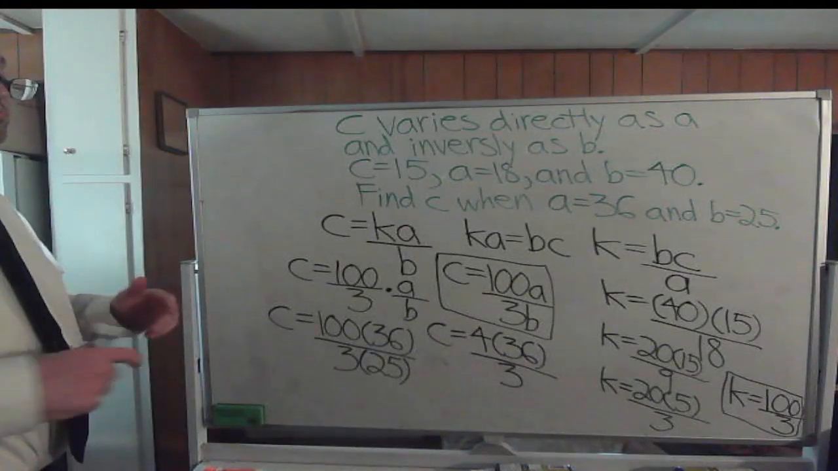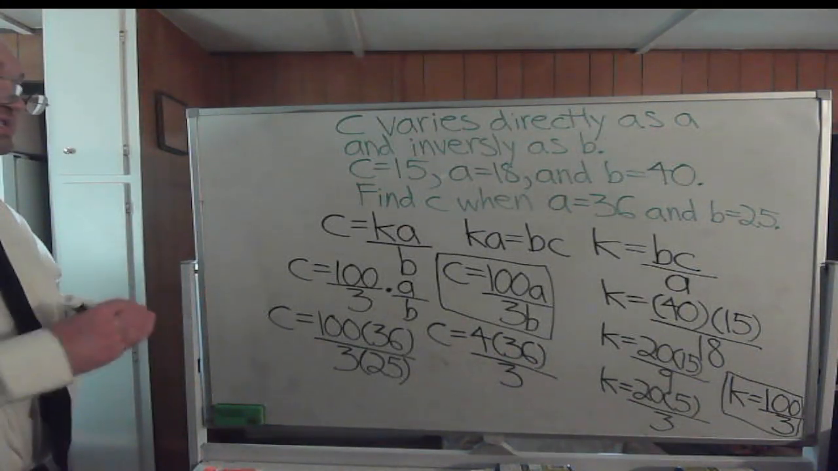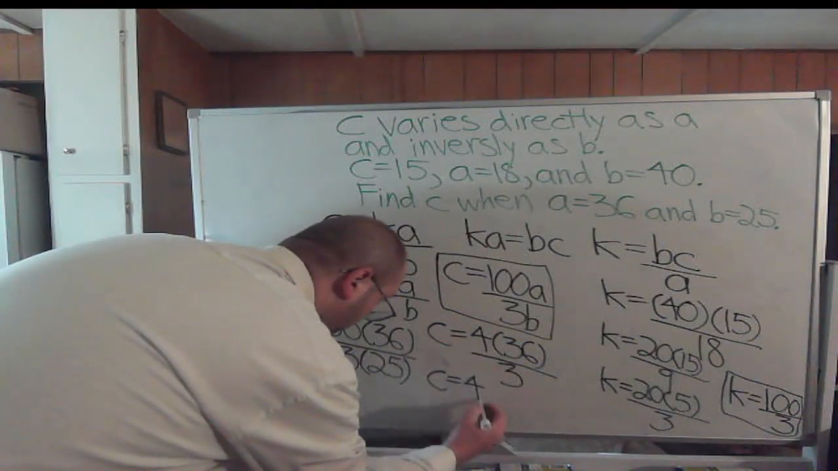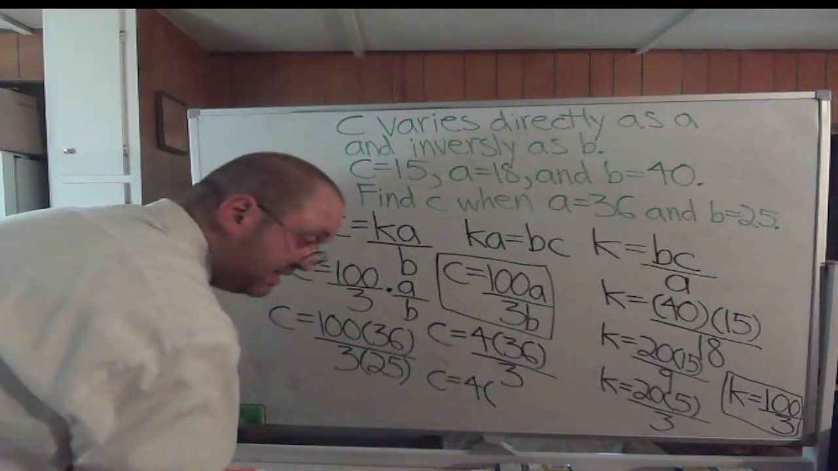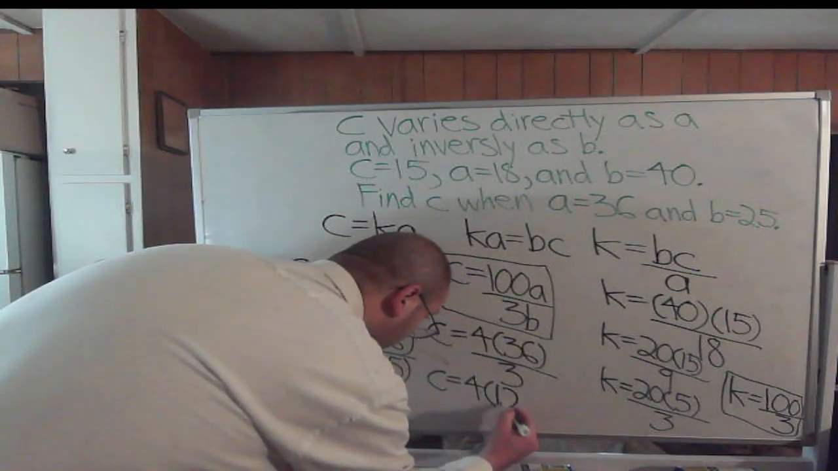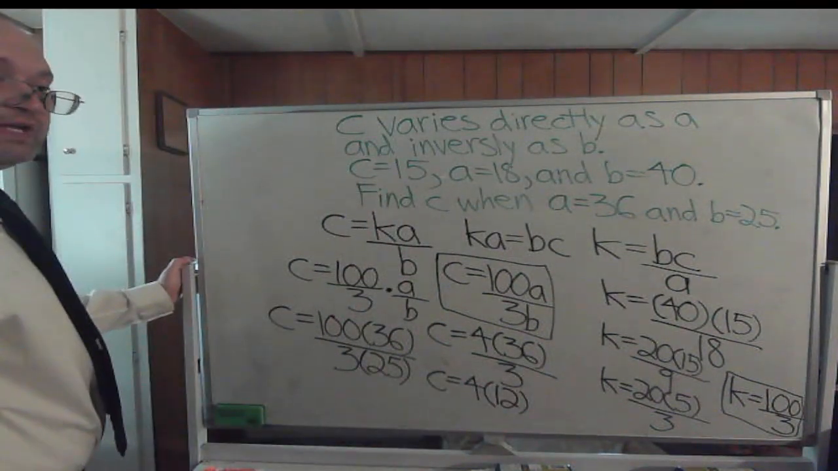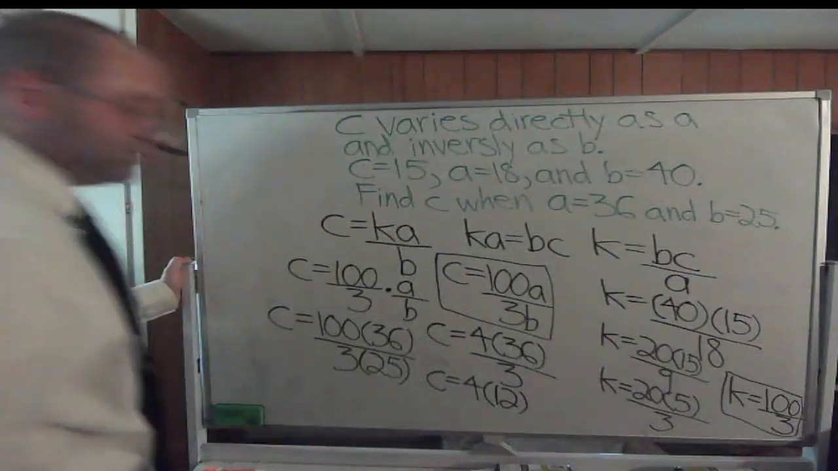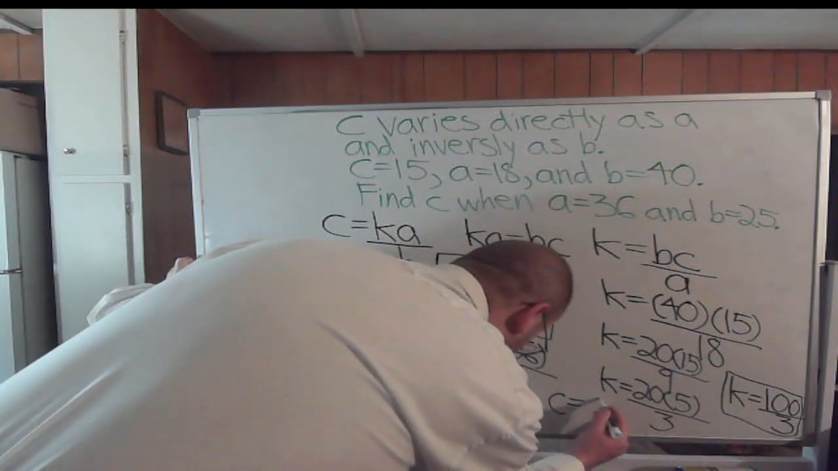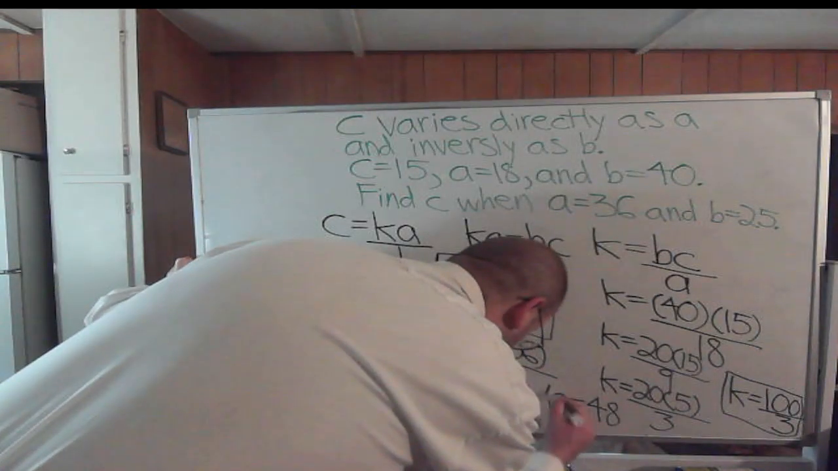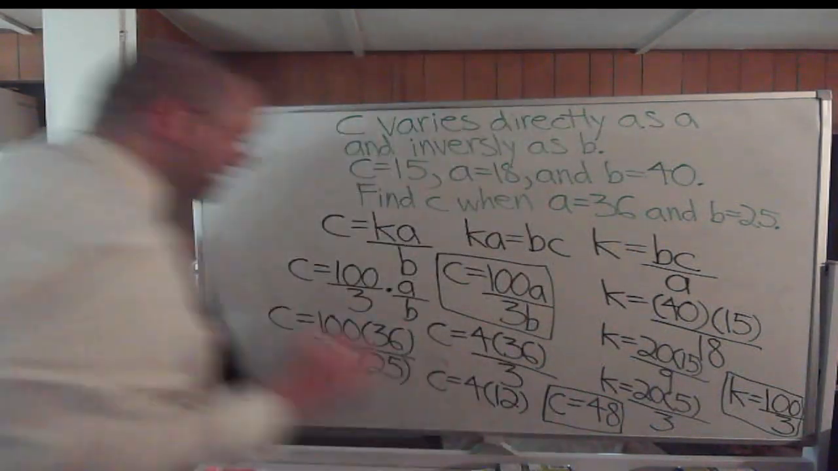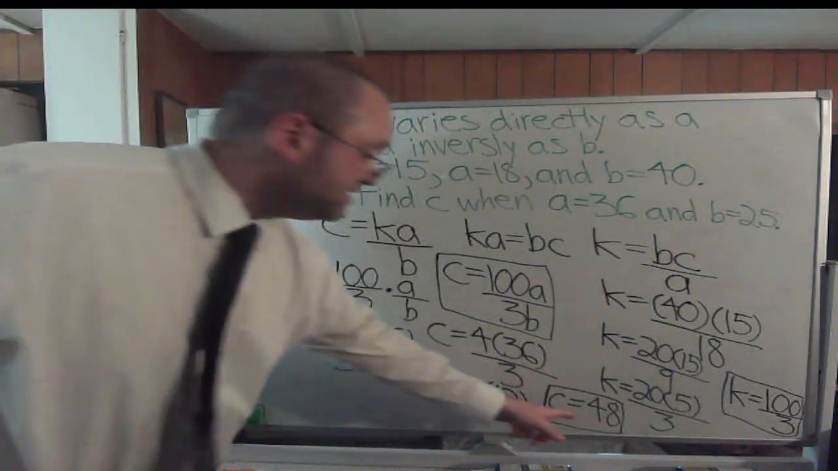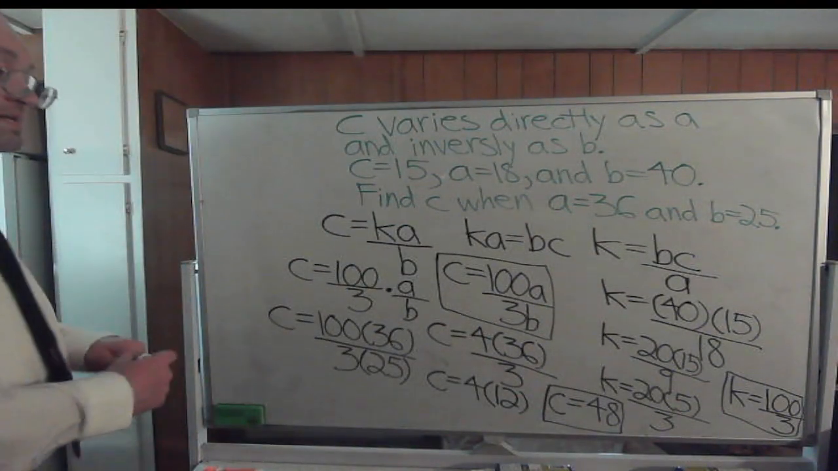Well, we know 3 is a factor of 36. So what you're going to have next, you'll take C is equal to 4. Now you take 36, divide that by 3, that's just 12. So you have 4 times 12. 3 divided by 3 in the denominator is just 1. So now all you've got to solve for is C equals 4 times 12. That means C equals 48. So when A equals 36 and B equals 25, C has a value of 48.